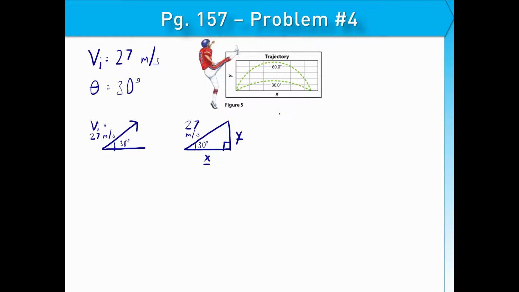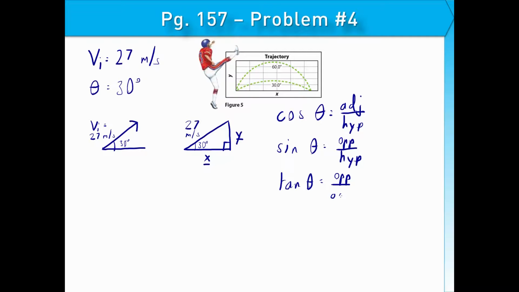So you should remember the 3 trig properties. Cosine of theta is equal to adjacent over hypotenuse. Sine theta is equal to opposite over hypotenuse. And finally, tangent of theta is equal to opposite over adjacent then. In order to solve for my x and y, I have to use one of these trig properties for each one. So let's look at x then.